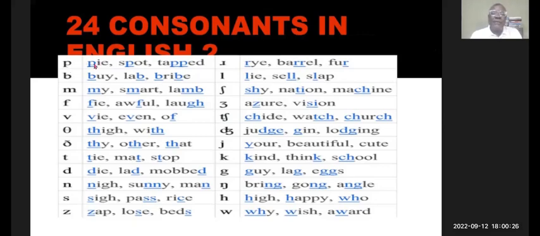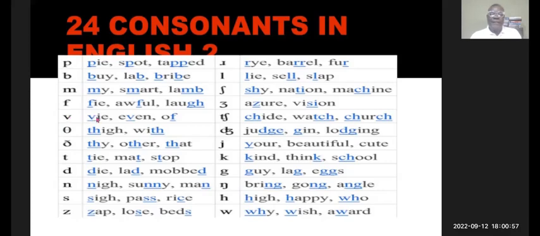P: pie, sports, tart. B: buy, lab, bribe. M: my, smart, lamp. Or F: far, awful, laugh.